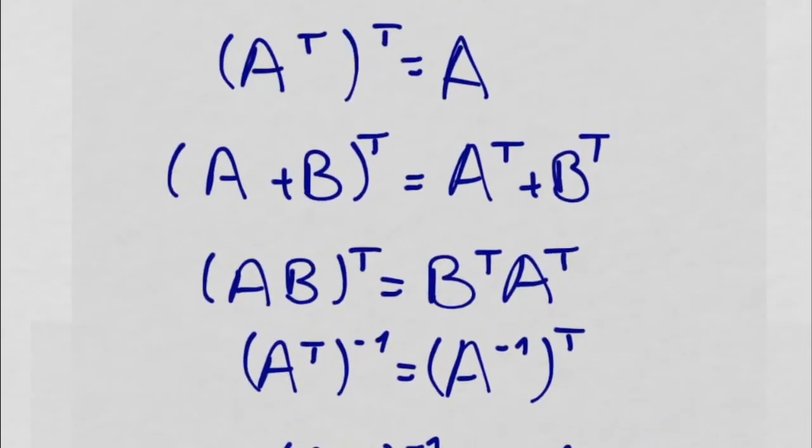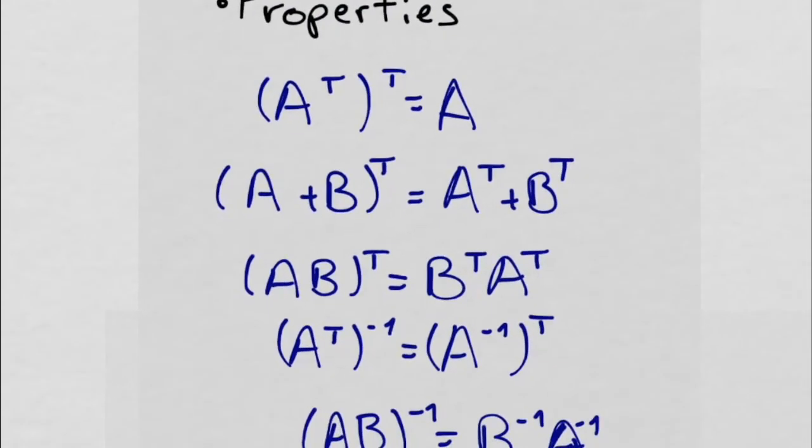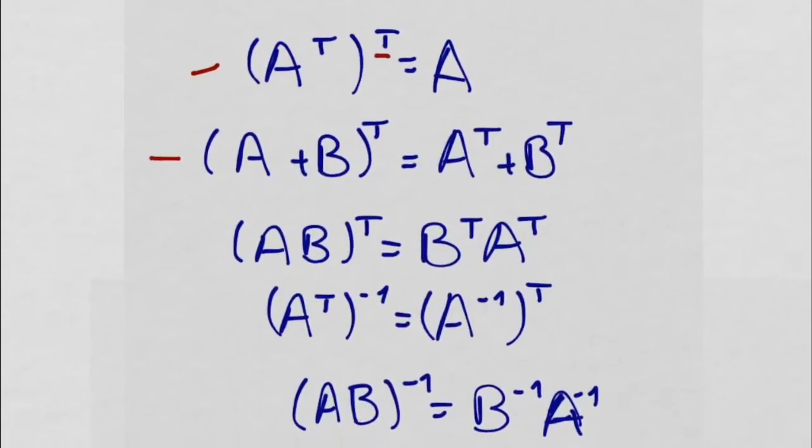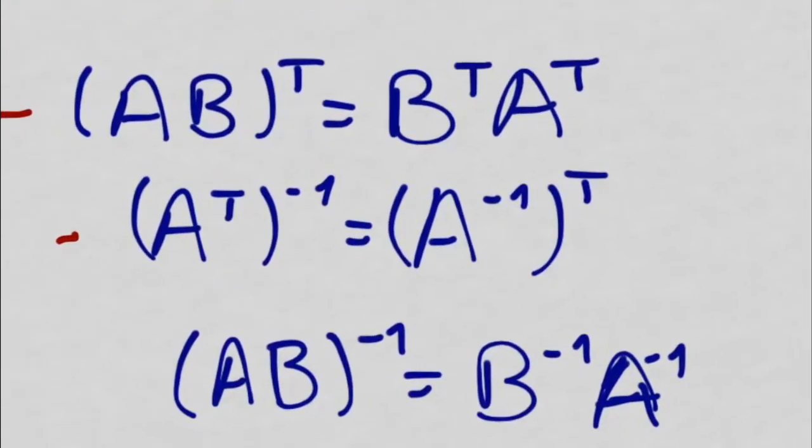Let's look at some of the important properties of the transpose and the inverse. Here I list them. We have A transpose transpose equals the original matrix. Then the transpose of the sum of two matrices equals the transpose of the first plus the transpose of the second. The transpose of AB is the same as B transpose times A transpose. And the inverse of the transpose is the same as the transpose of the inverse, so they're interchangeable. And the last property is the inverse of A times B equals B inverse times A inverse.